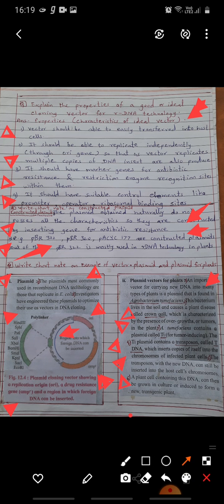The last characteristic of the plasmid vector for plants is that a plant cell containing this DNA can then be grown in culture or induced to form a new transgenic plant. So these are the different properties of an ideal or good cloning vector, as well as the characteristics of plasmid and plasmid for plants.